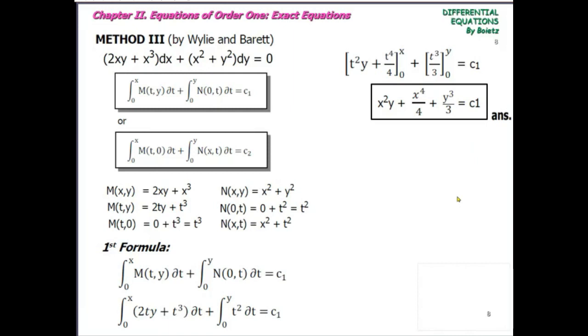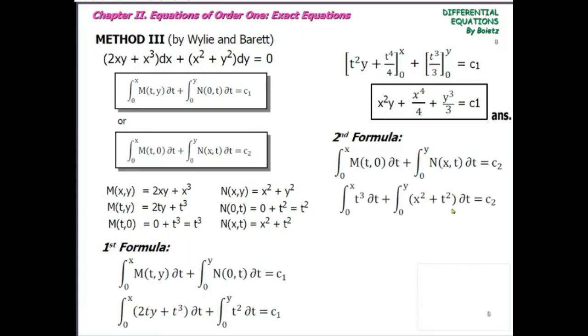So this is easier compared to methods 1 and 2. Then for the second formula, this time Mt0. We just switch and use t cubed and this. Then the integral of t cubed dt is t to the fourth over 4. Then this one is a constant, x, so it becomes x squared t. Then this becomes t cubed over 3. So this one is t to the fourth over 4, x squared t plus t cubed over 3. Apply the upper limit, then minus the lower limit. So x to the fourth minus 0. Then this, x squared y plus y cubed over 3. Then when you apply t equals 0 there.